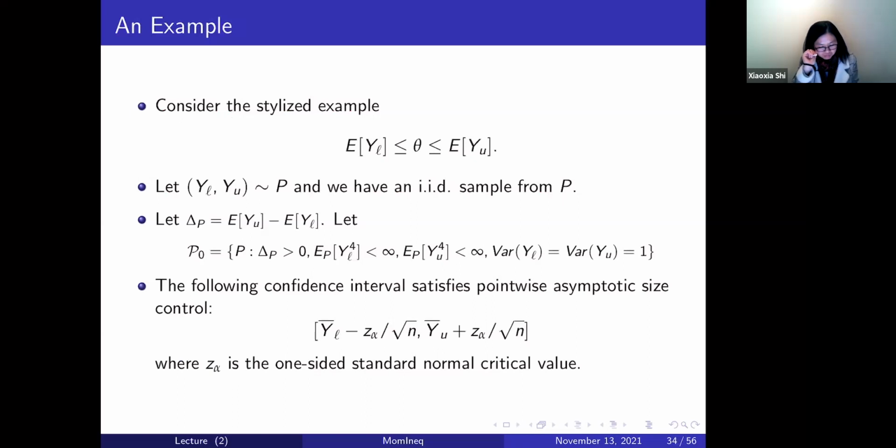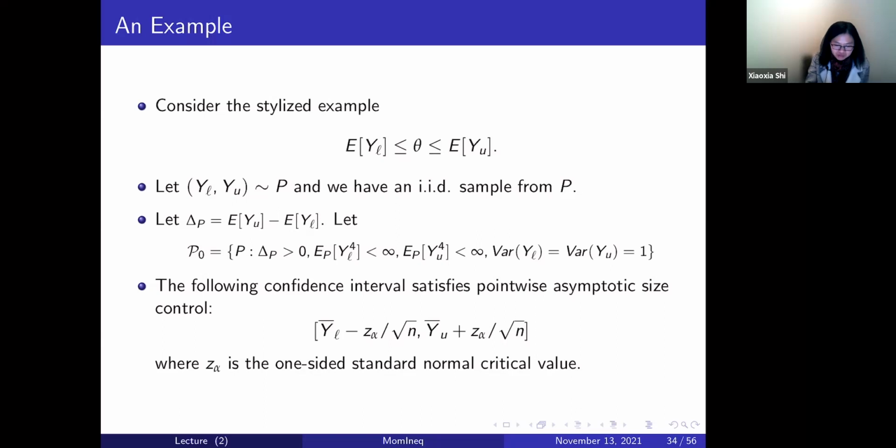Just to show you an example where that could happen, consider this stylized example where you are considering a lower bound and an upper bound for a parameter theta. The lower and upper bound variables YL and YU follow this distribution P, and we have an IID sample from P.